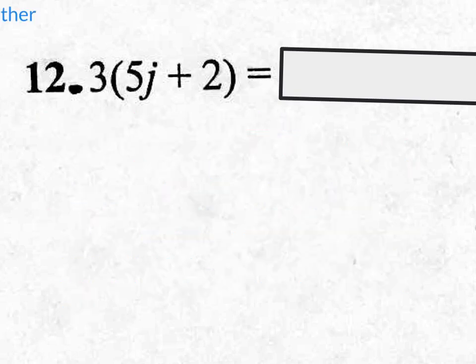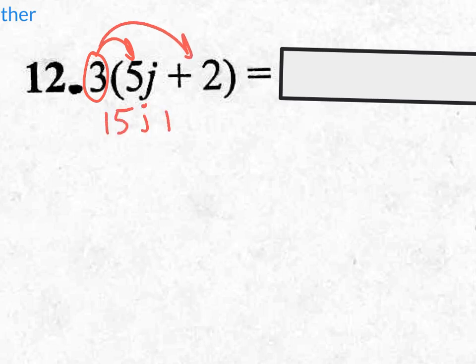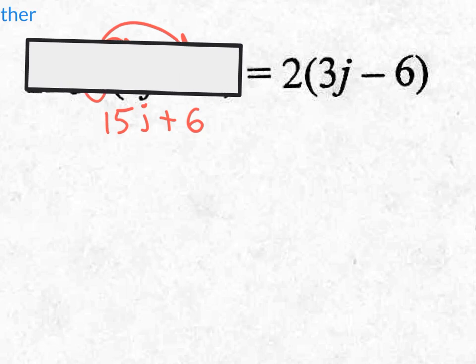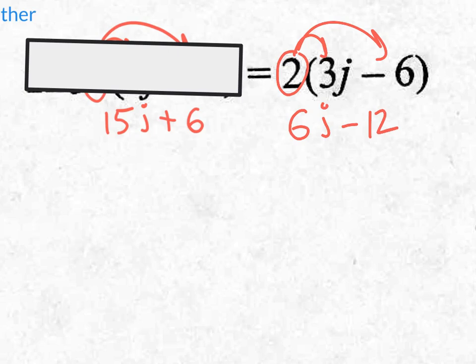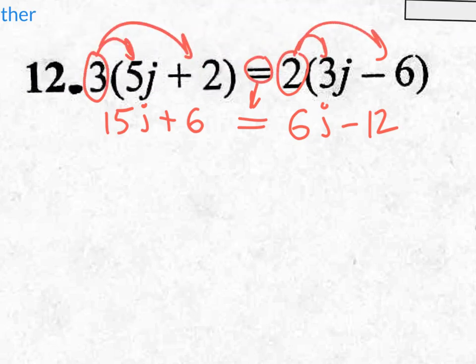So on the left side, we're going to distribute the 3. 3 times 5j is 15j. And then 3 times 2, that's 6. Okay, so that's all you could do on the left side. Now let's move it over and simplify the right side. Let's distribute that 2. 2 times 3j, that's 6j. 2 times negative 6, that's negative 12. And of course, the equal sign is going to come right down between the two sides. So I've simplified the equation.